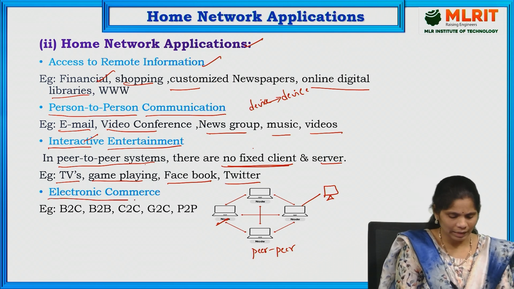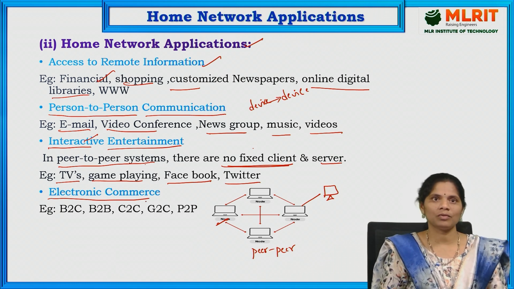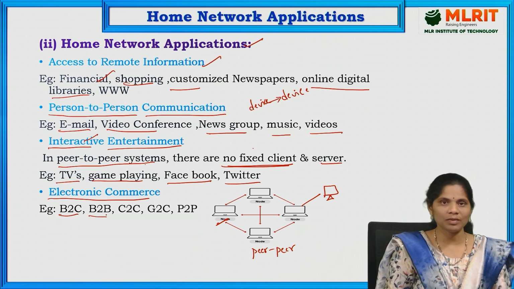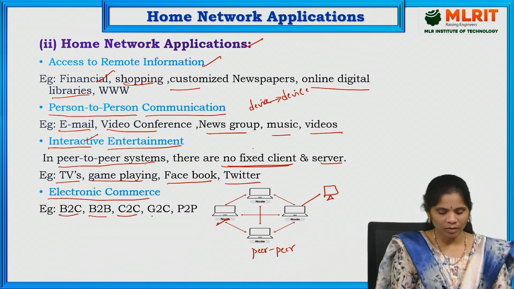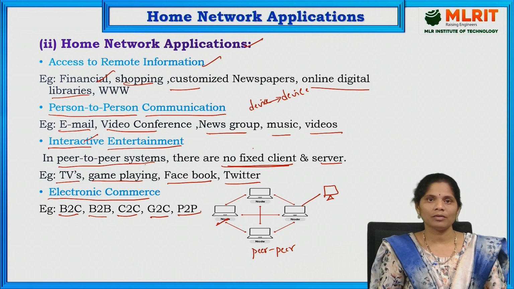And finally, electronic commerce also. Home network applications are used in electronic commerce. How? Business to consumer, business to business, consumer to consumer, government to consumer, P2P. These are all different examples of home network applications in electronic commerce.